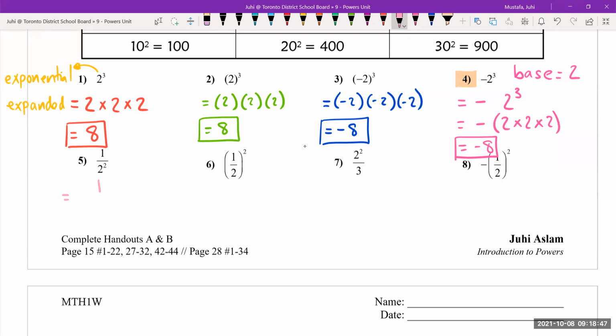For question number 5, it would be 1 over 2 times 2 because only this bottom number has a power and a base. So just this number here. So we keep the numerator as a 1 and then we write 2 over 2. And so this answer would be 1 over 4. And I'm very much running out of space. So let's just rewrite this.